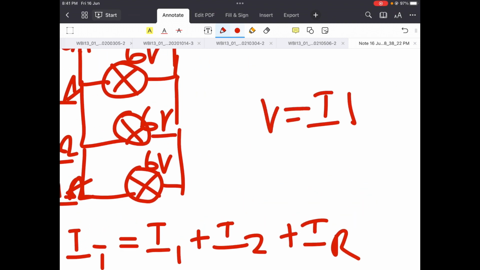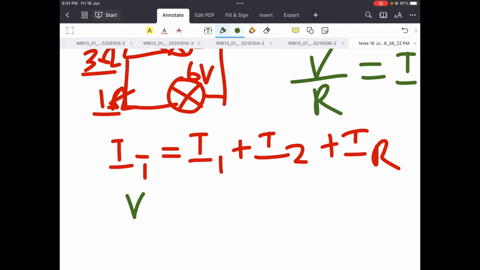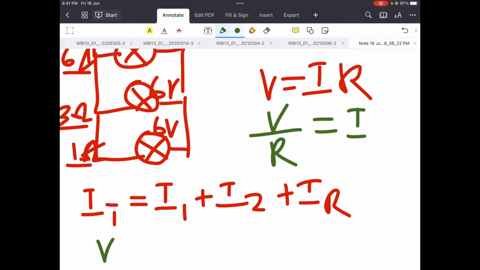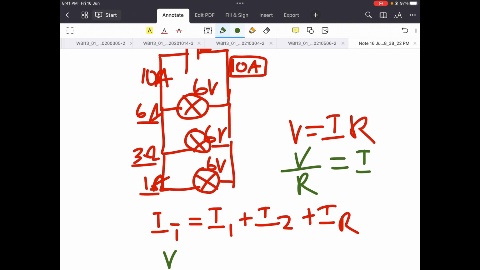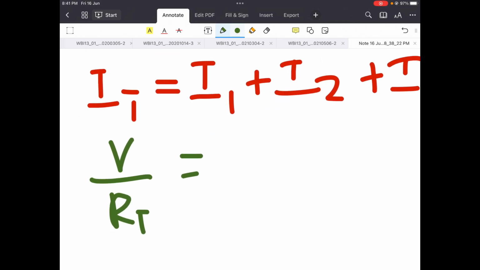And we know that V is equal to IR. So V over R is equal to I. So let's do that. And as we know, again, the voltage in each of these is the same, because it's the maximum voltage in each parallel component. So this is V over RT. Similar to current in the last scenario, we don't have to put VT, V1, V2. You can just use V for all of them because it's the same value. So you don't need a different variable.